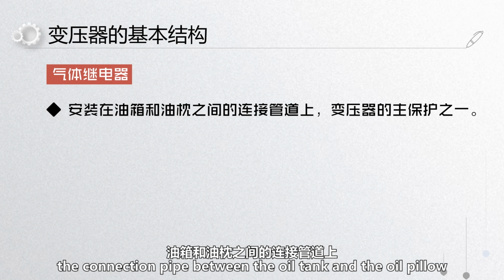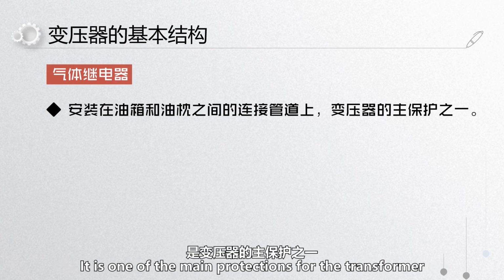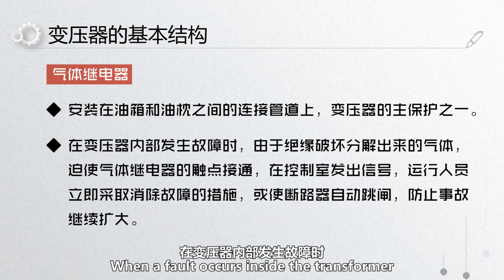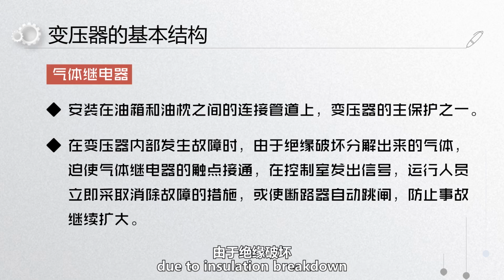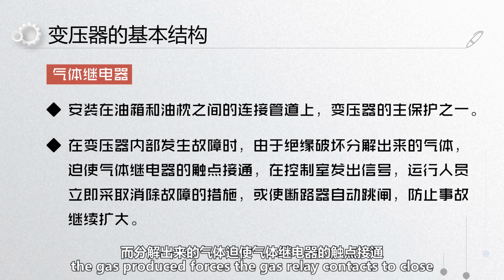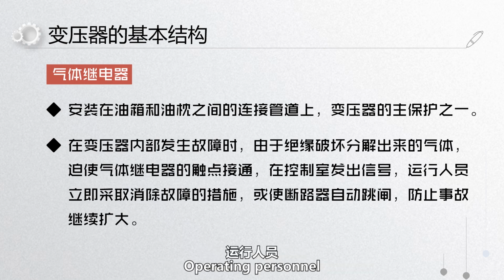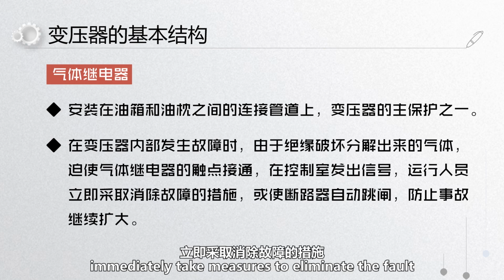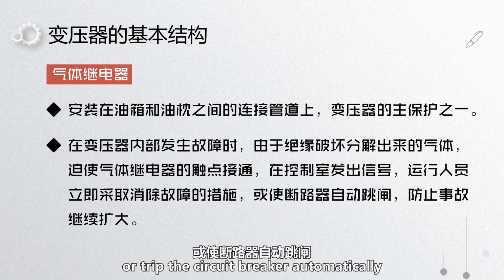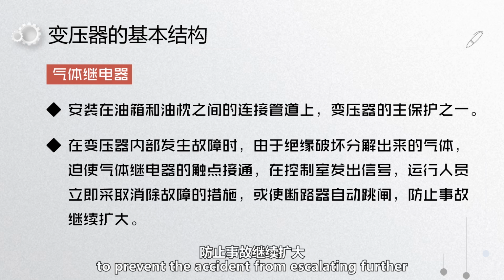Gas relay, installed on the connection pipe between the oil tank and oil pillow. It is one of the main protections for the transformer. When a fault occurs inside the transformer, due to insulation breakdown, the gas produced forces the gas relay contacts to close, sending a signal to the control room. Operating personnel immediately take measures to eliminate the fault or trip the circuit breaker automatically to prevent the accident from escalating further.